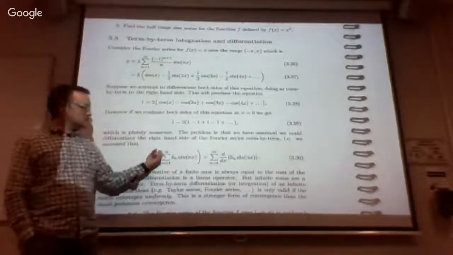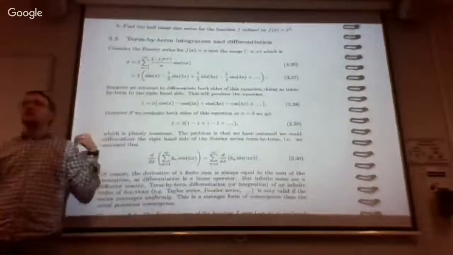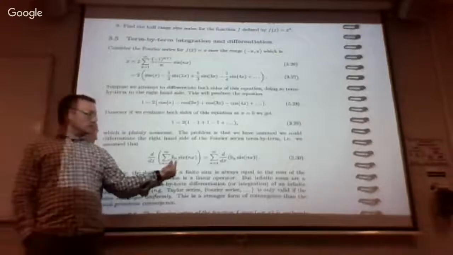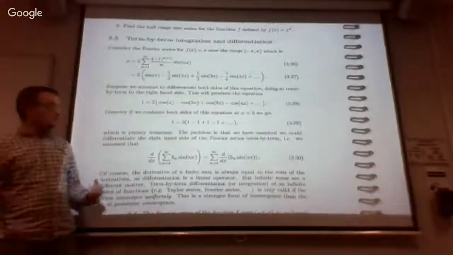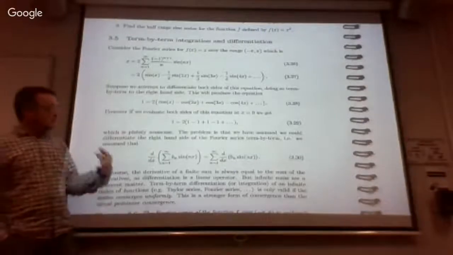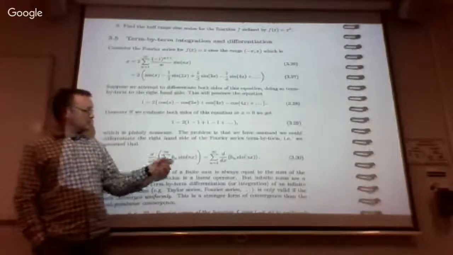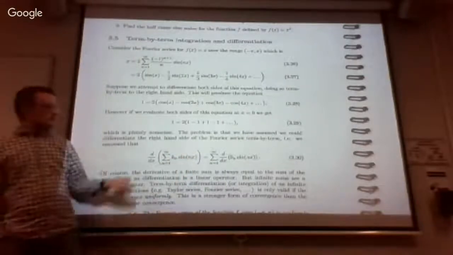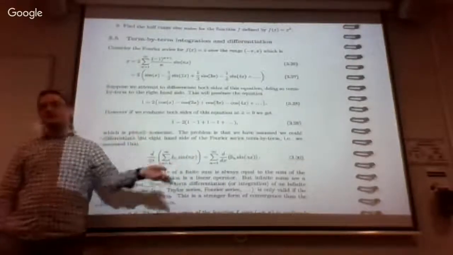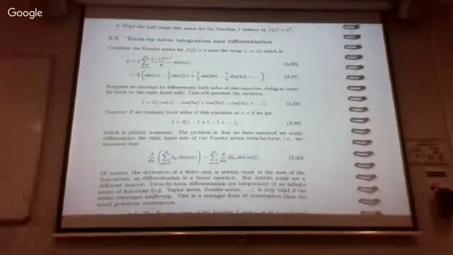If this series did converge uniformly, which depends on the coefficients, on what the function is that you're taking the Fourier series of, then we are allowed to differentiate infinite series term by term. You're always allowed to differentiate finite series term by term; it's just the linearity property of differentiation. But it can be extended to infinite linear combinations when the convergence is uniform.